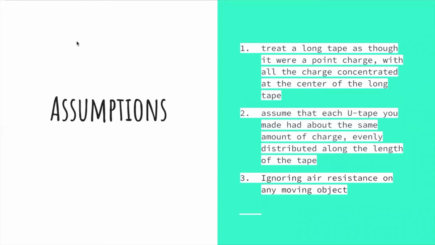So for the assumptions that we made, we would treat the long tape as though it were a point charge, and we would have all the charge concentrated at the center of the long tape. We would also assume that each U-tape had the same amount of charge and they were all distributed evenly along the tape. And this would make it seem like it was line charges instead of a point charge. We would also be ignoring any air resistance that would be acting upon our moving object.